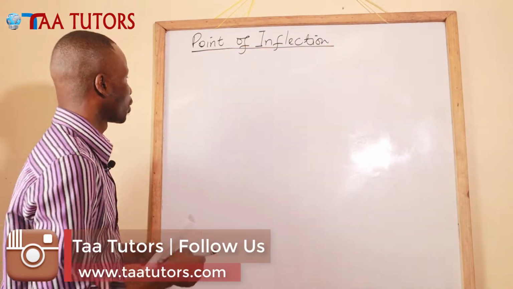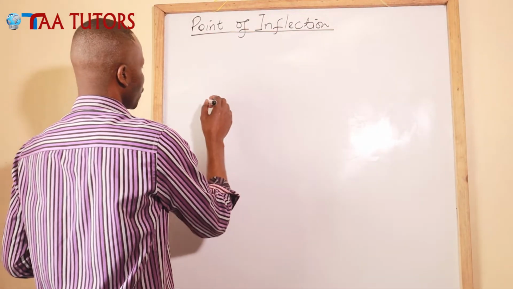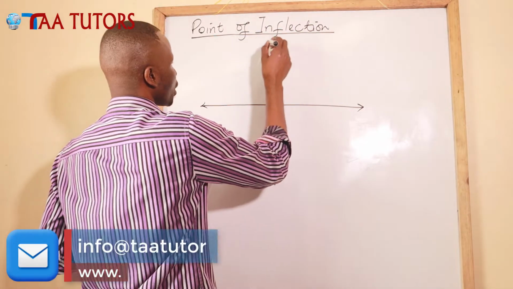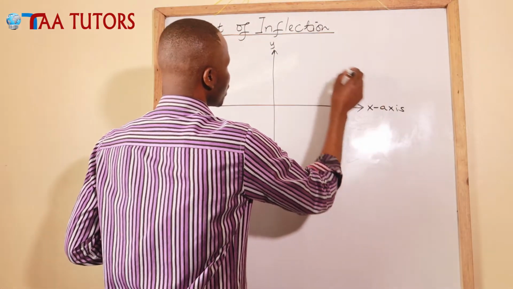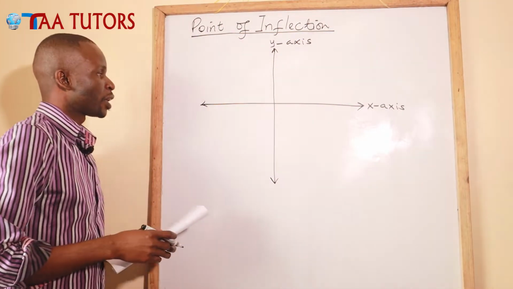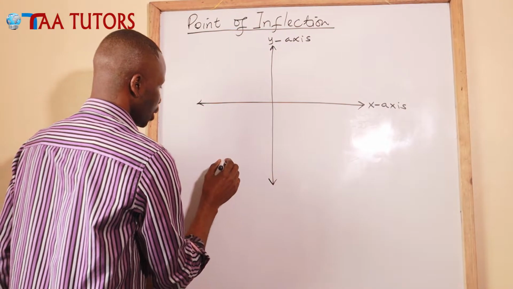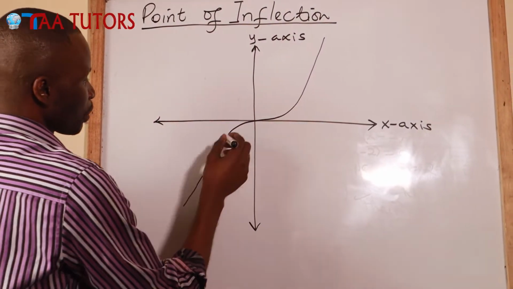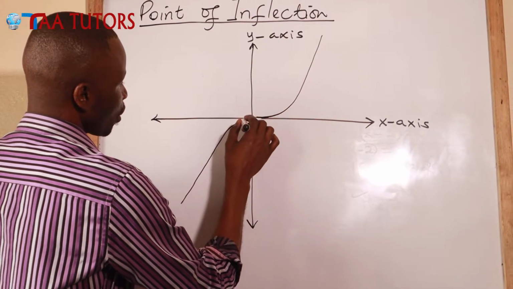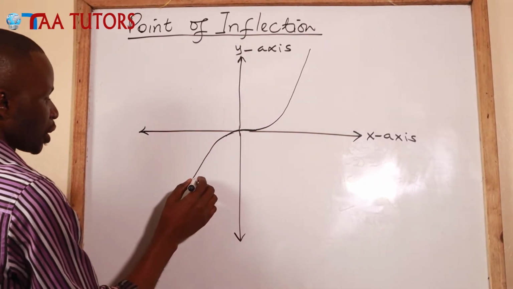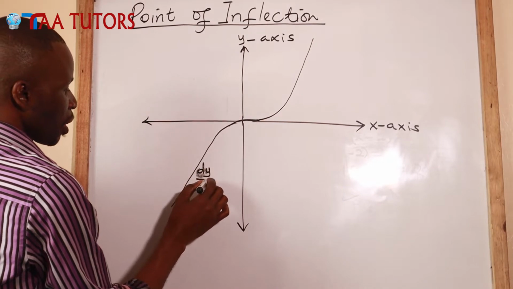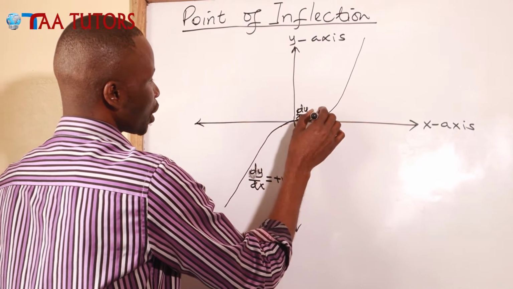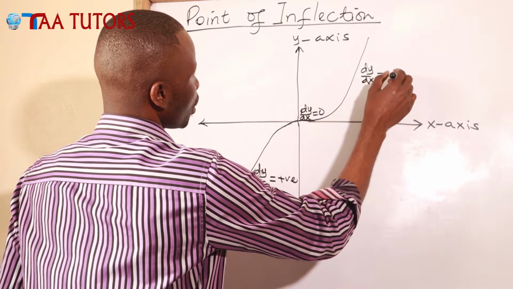A point of inflection, we are going to realize, if I do a sketch of this nature, on the sketch here, this is the y-axis, this is the x-axis. A point of inflection is a point where the gradient changes from positive, 0, positive. So at this particular point here, the gradient is 0. Then it moves from 0 again to positive, because now dy/dx will be positive here. Here dy/dx will be 0, and here dy/dx will be positive again.